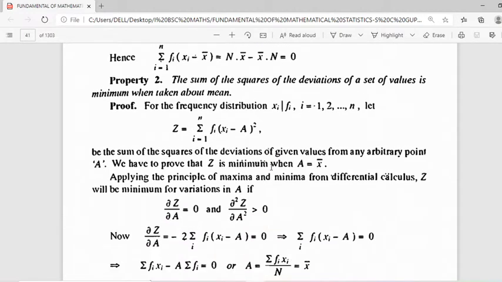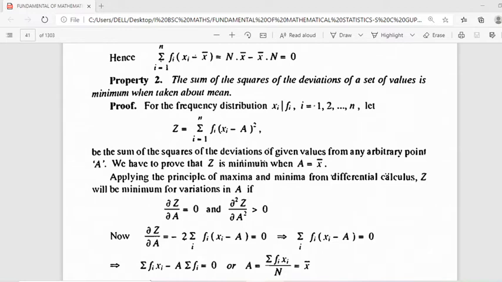Another property is a very interesting property, and you can easily understand the concept using the mathematical differentiation technique. You know what the maximum and minimum of a function is?